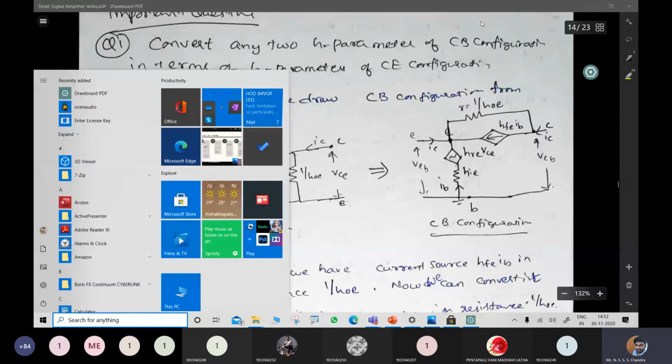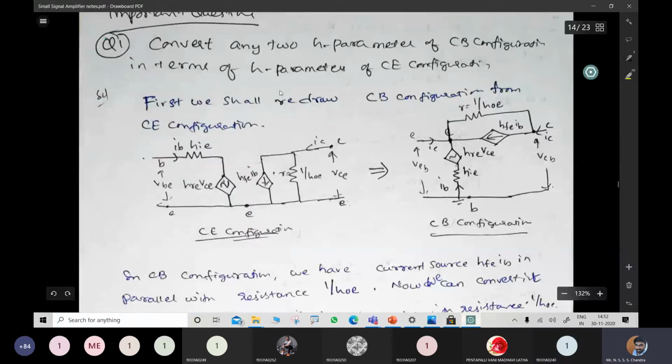Yes, sir. Okay, please read out the question given here. Convert any two H parameters of CB configuration in terms of H parameters of CE configuration. Right, so that's what I was talking about. You need to find out the HIB value in terms of these HIE, HRE, HFE and HOE values. So that's the question asking us to derive. Okay, so let us see that.